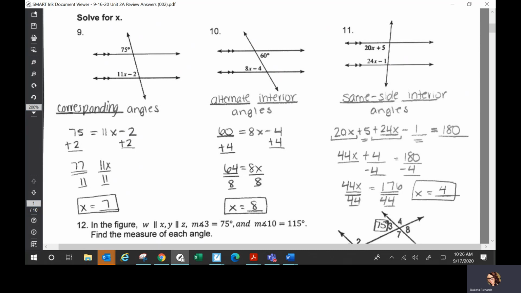You didn't have to go back and find the actual angle measure. Number 10, those are alternate interior angles. Alternate interior angles are congruent, so you set those equal to each other. And number 11, those are same side interior angles, so you set them up to equal 180.